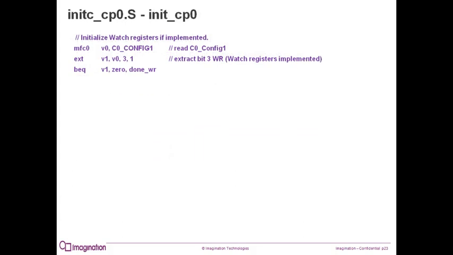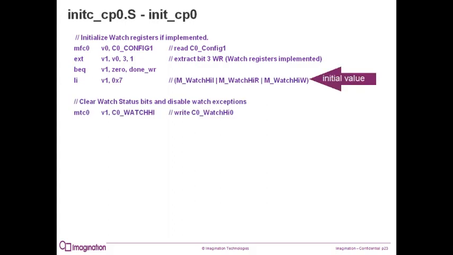Next, the code checks for watch registers. If the WR bit 3 in the CP0 config 1 register is set to 1, then the core has at least one watch register. Set the GCR v1 to the initialized value for the watch registers. This will clear watch conditions. Use GCR v1 to clear all watch conditions.